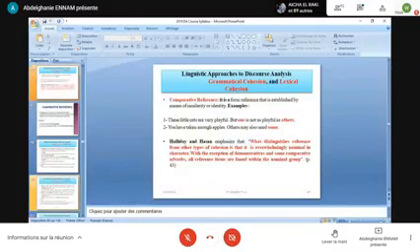Comparative reference is a form of reference that is established by means of similarity or identity. Similarity or identity, because they are comparing how similar or how identical two things or elements are.